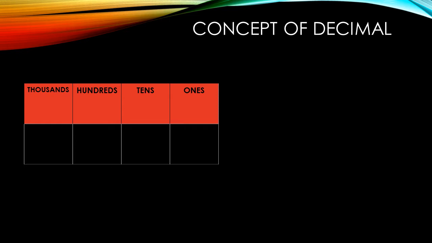Let's recall. Arrange 7 in the place value chart. It is a one digit number, so it comes in the ones place. If we multiply 7 by 10, we get 70. So what do we observe? We observe that when we multiply 7 by 10, 7 jumps one column to the left, to the tens place in the place value chart.